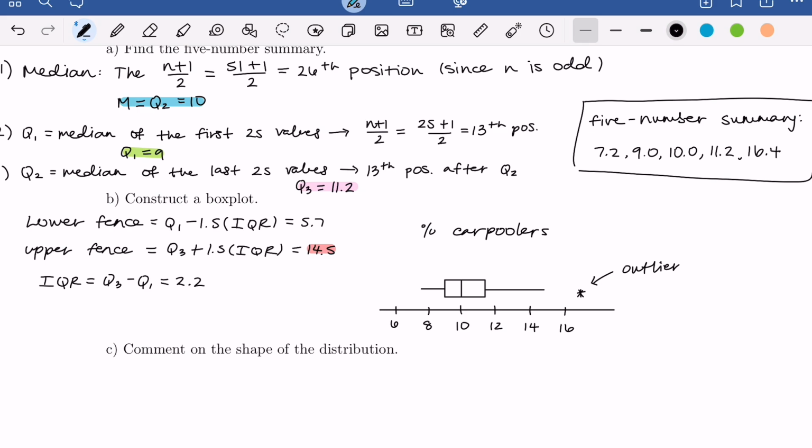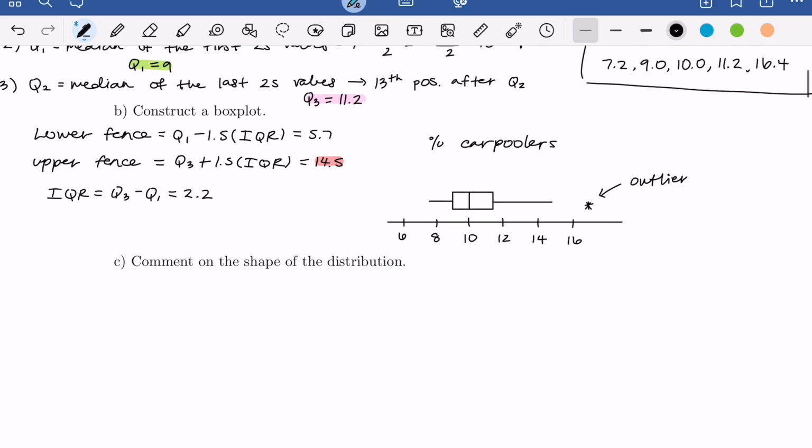All right. Now, the last thing for part C here, we want to comment on the shape of the distribution. Notice that our whisker on the right side, this right line, is longer than the one on the left, and we also have an outlier on this right side. So that means this distribution is skewed right. So I'll say this distribution is skewed right.